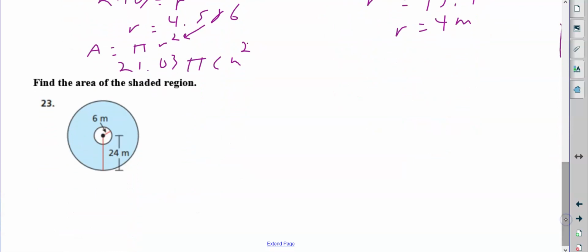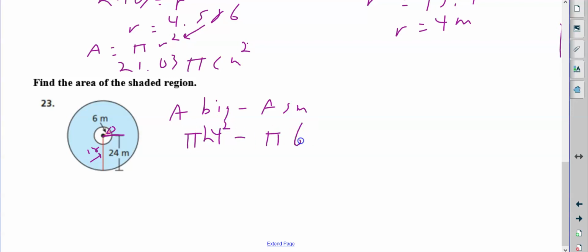And last but not least, find the area of the shaded region. So basically we need to find the area of the big circle minus the area of the small. Okay? So you gotta be careful here. These can be deceptive. The 24 is the radius of the big circle. Sometimes they'll just give you this and you have to calculate it. So they could have given you 18 here, and then you would have to add 6, but they give you that. So it's basically pi 24 squared minus pi 6 squared.